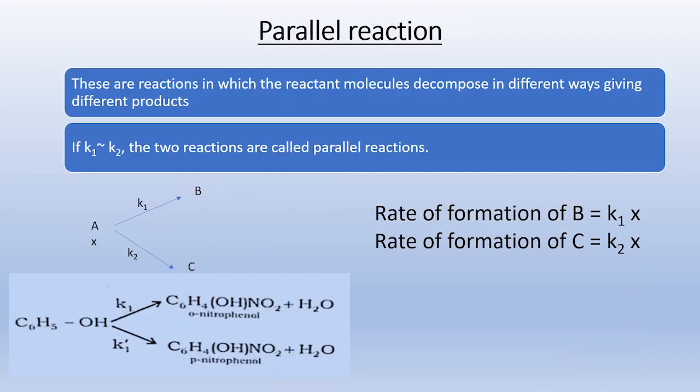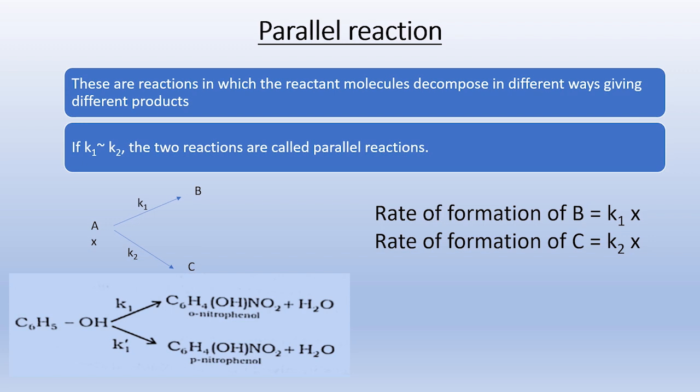The third type of complex reactions are parallel or side reactions. In a parallel reaction, the reactant molecule decomposes in different ways giving different products. So we have more than one step and it will give more than one product. Such reactions are called parallel reactions. For example, you have A giving B and C in two different pathways.